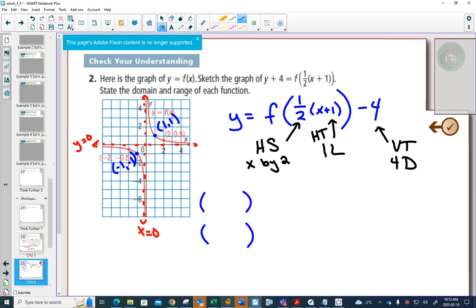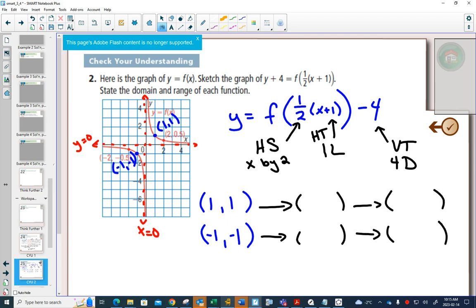Because we have stretches and compressions, if we're showing our work, we're going to take our points, draw arrows first for stretches, then arrows for our translations. What are our stretches? We only have one stretch. X is getting multiplied by 2, but we have 2 translations. We have 1 left and 4 down. So if my x values are multiplied by 2, that would give me 2 and negative 2. My y values didn't change. And then 1 to the left, 1, negative 3, 4 down, negative 3, negative 5.